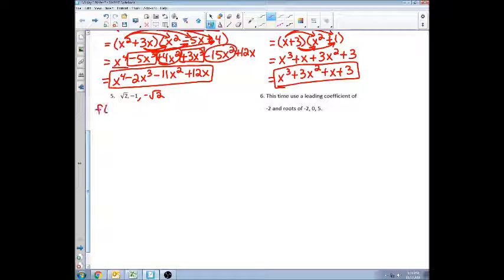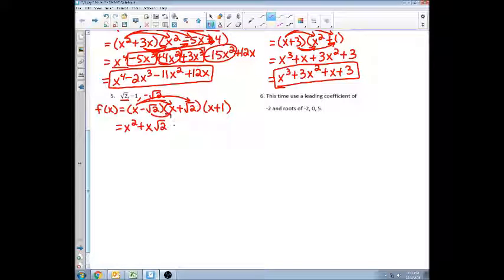So now I take f of x. I want to put the square roots together. So it would be x minus the square root of 2 and x plus the square root of 2 times x plus 1. Well, x times x would get me x squared. x times the square root of 2 would give me positive x root 2. Negative 2 times x would be negative x root 2.